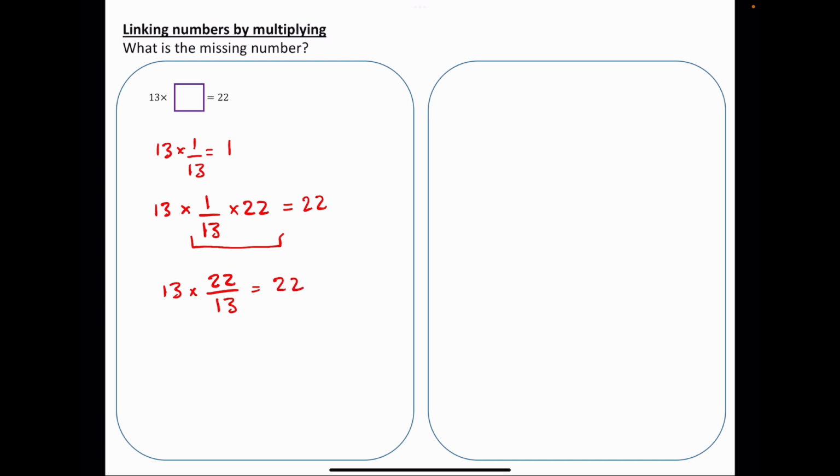Let's have a go at another one. How about this one here? So first of all, I have to think about what the reciprocal of 2/3 is. So again, what am I timesing by 2/3 to get to 1? Well, I'm timesing by the reciprocal, which is 3/2. Now I know what to times by to get to 1. I need to find out what I times by 1 to get to 5. So again, I'm timesing by the reciprocal, 3/2, to get to 1, and then I times by 5 to get to 5.